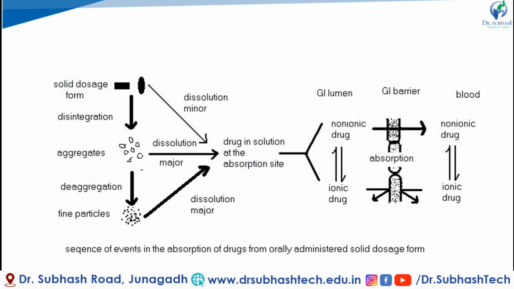It means it goes into solution form, into the biological fluid or dissolution media, and after dissolution, at the absorption site they go for permeation. It means they cross the barrier or cell membrane and reach the systemic circulation, or blood. So these are the sequence of steps for the absorption of a drug.